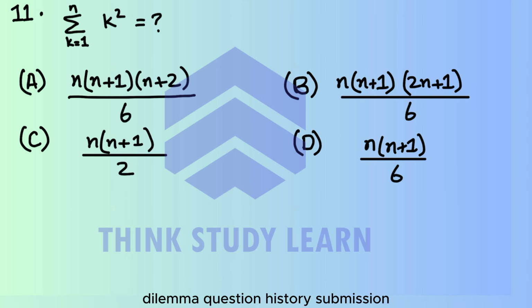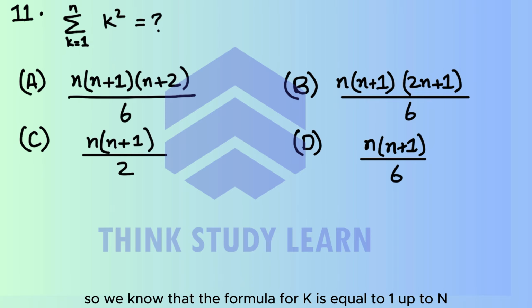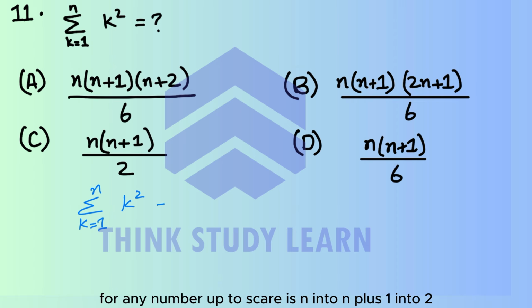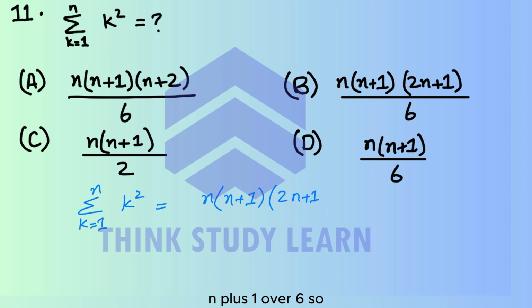The 11th question here states summation k is equal to 1 up to n of k square is equal to what? So we know that the formula for k is equal to 1 up to n for any number up to square is n into n plus 1 into 2n plus 1 over 6. So this is the formula to find the square of any number up to n. B option will be the right answer.